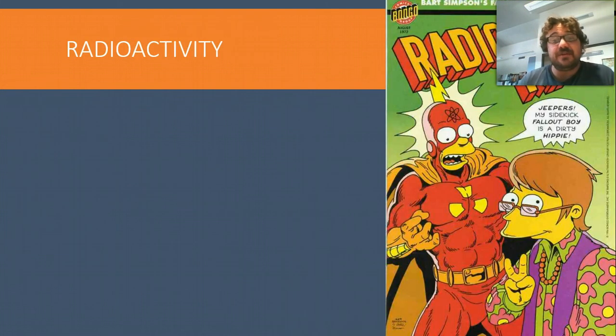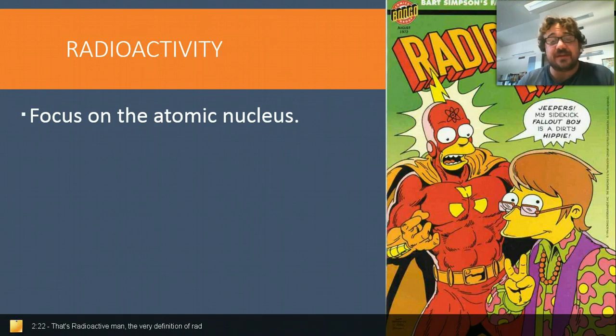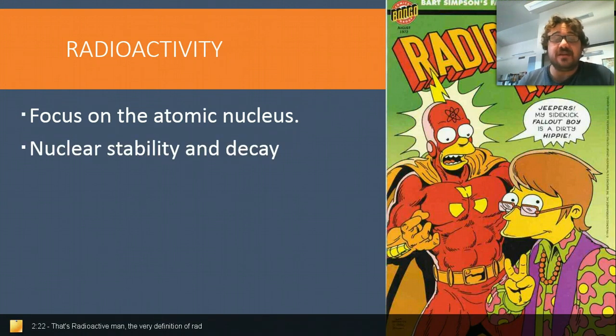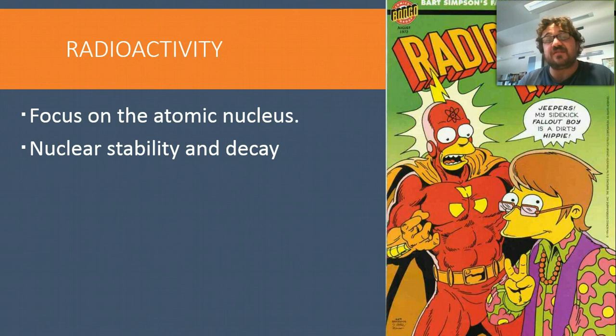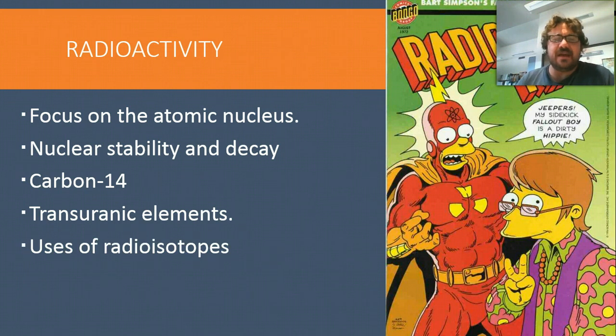And finally, we really finish off with radioactivity, which again seems like something different, but we focus on the atomic nucleus, in particular with stability and decay. So carbon-14 becomes a big focus area, as do the transuranic elements, which we'll get into later, and how we use radioisotopes and where we get them from.